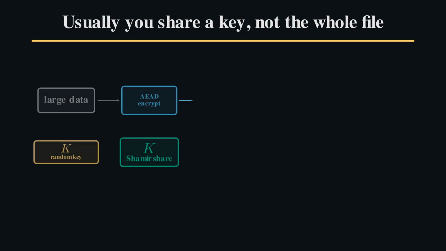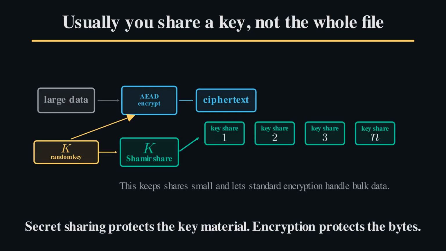In practice, you usually do not run Shamir's scheme directly over a large file. You generate a random symmetric key, encrypt the file with an authenticated encryption mode, and then secret share the key. This keeps the shares small, makes reconstruction fast, and lets standard encryption protect the bulk data. Secret sharing controls access to the key. Encryption protects the content.